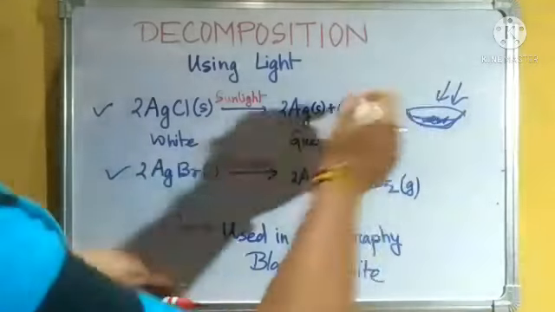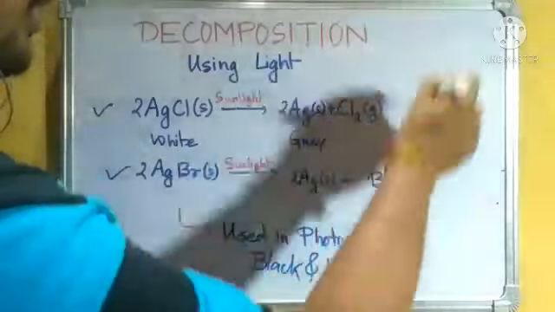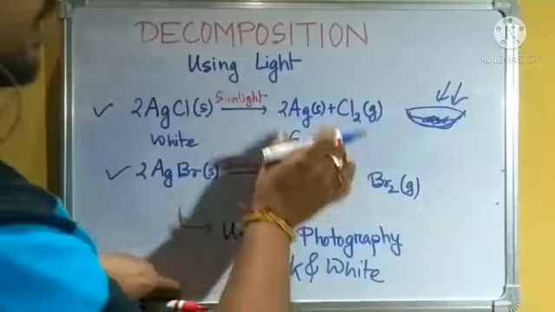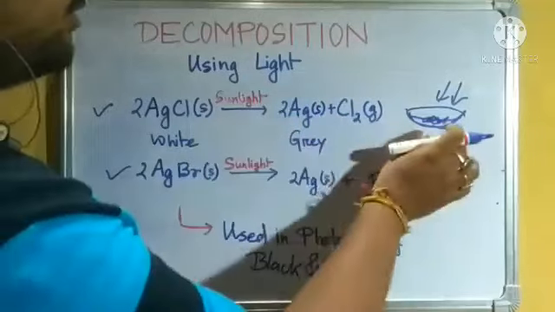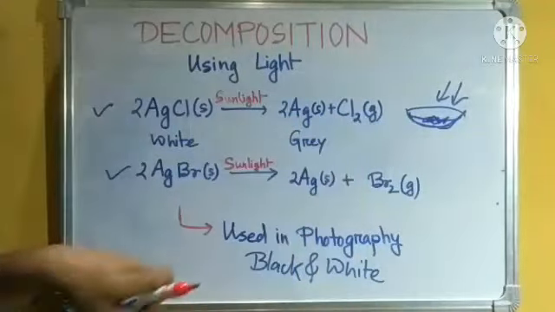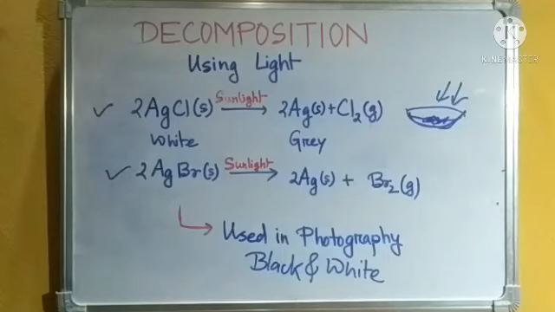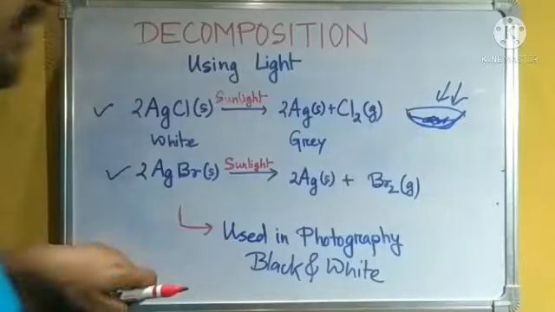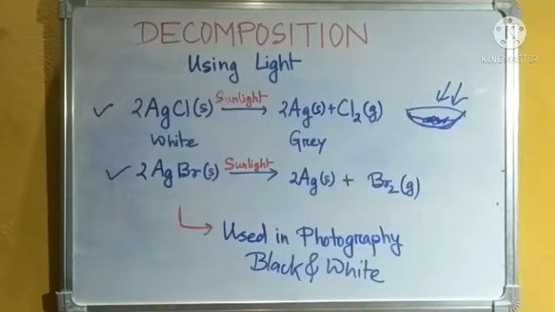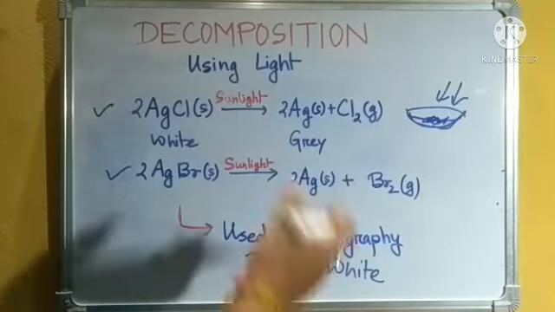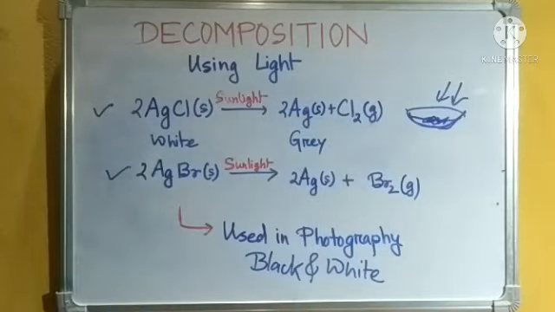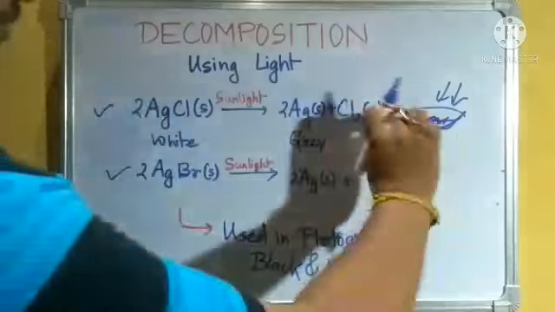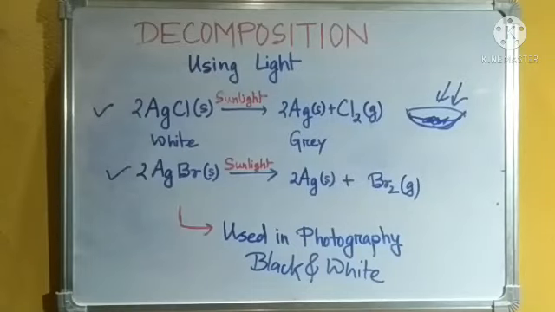Since chlorine is a gas, the gas will go away. So what will remain? The silver metal will remain, and the color of silver metal is grayish. So when we look at this reaction occurring, it will appear to us that a white substance is changing into gray. So what is the chemical reaction? This is the chemical reaction. A direct question from this reaction is asked, okay.